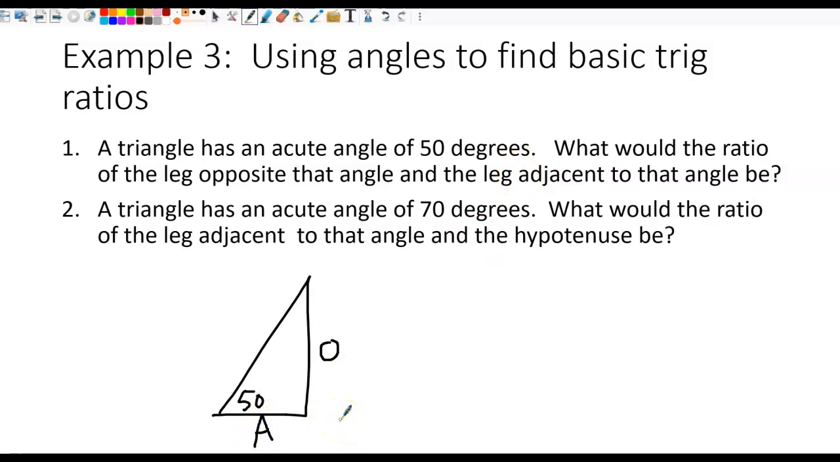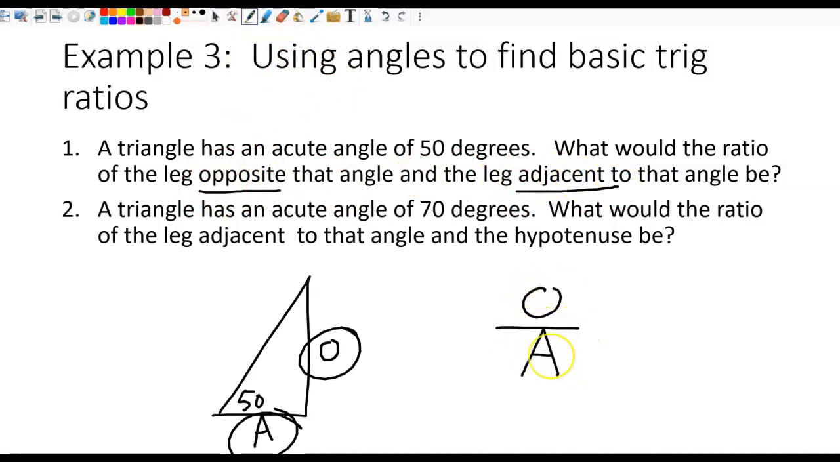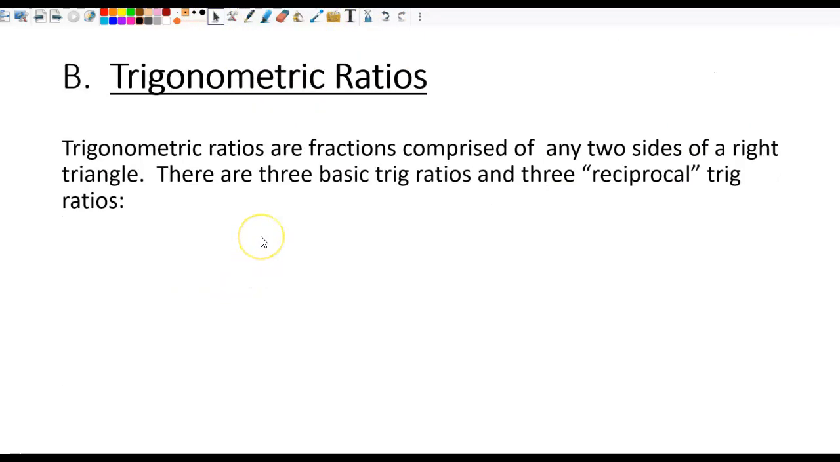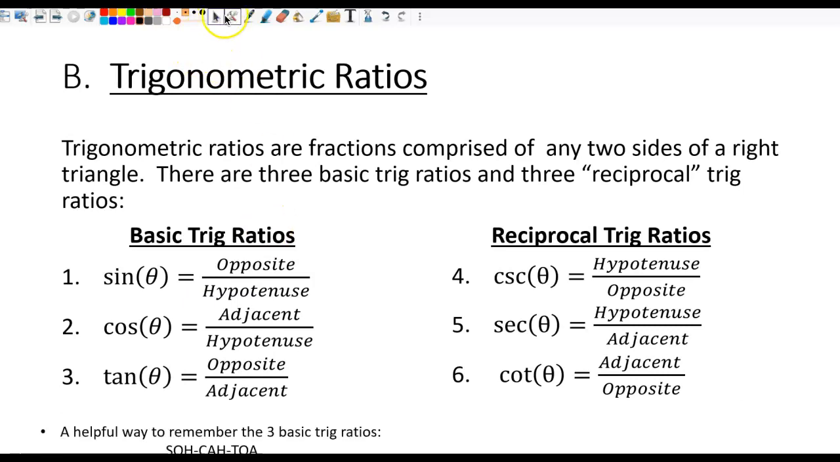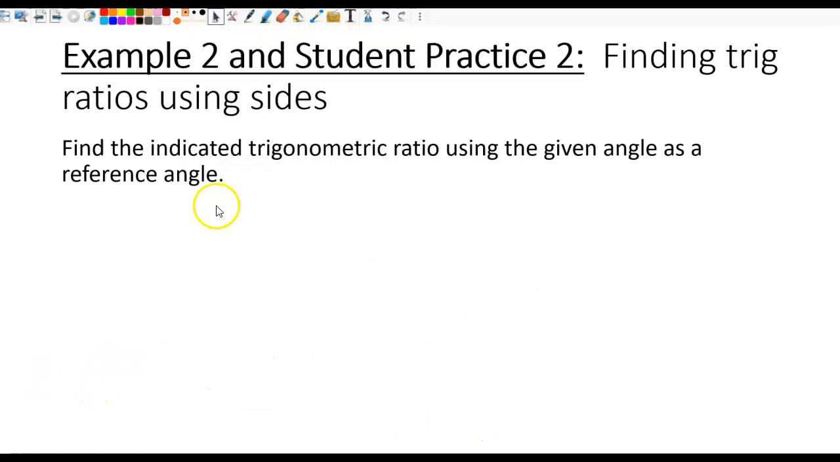Okay, well, opposite and adjacent. Which one of our trig ratios is opposite and adjacent? Now, whichever one comes first goes on top, and whichever one comes second goes on the bottom. So I want O over A. Which trig ratio is O over A? Well, let's back up for a second and take a look. O over A is tangent. So this is a tangent value that they're asking for.